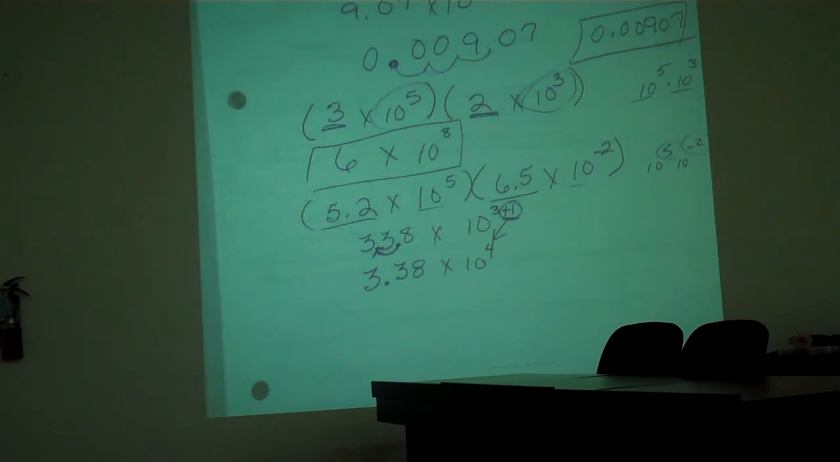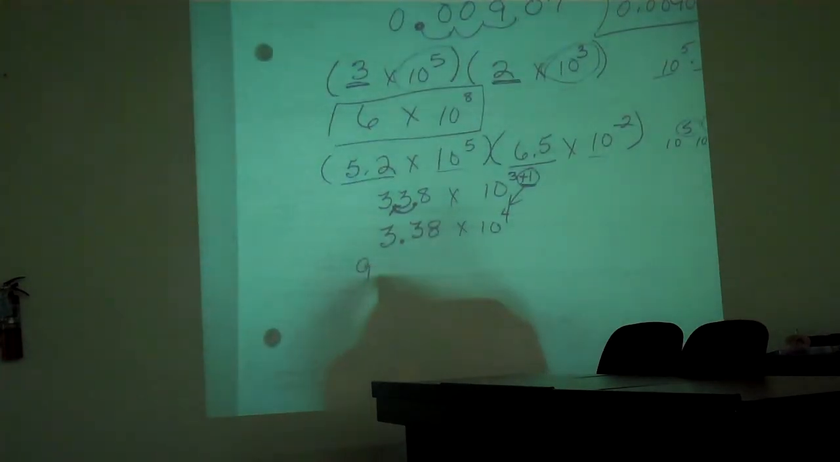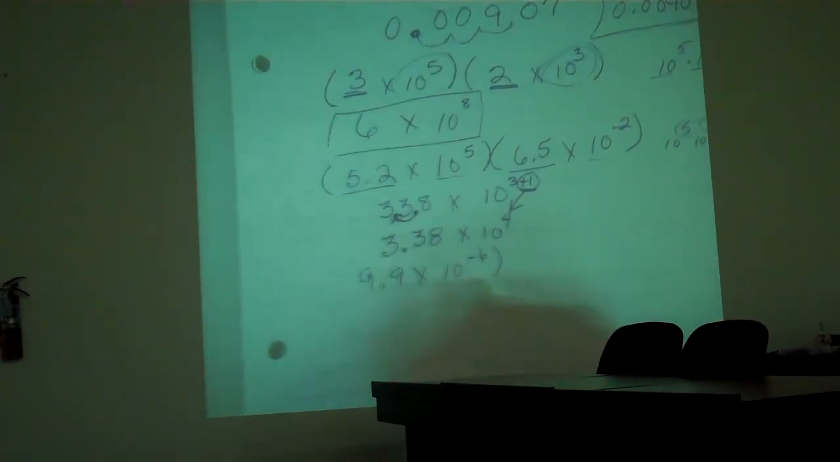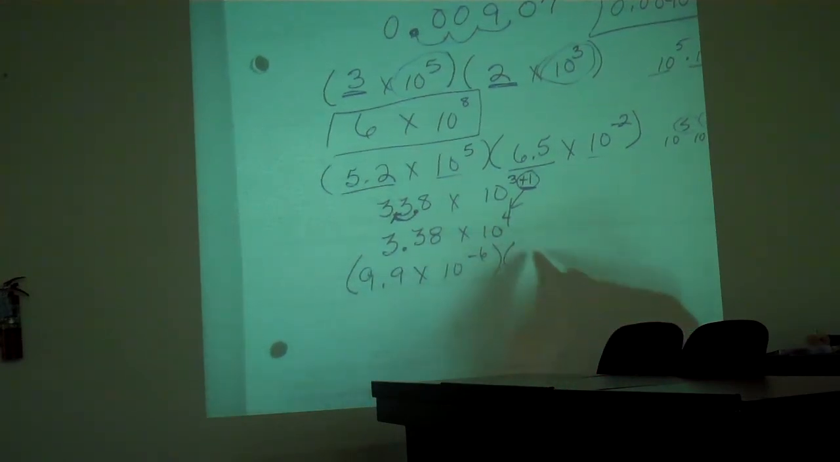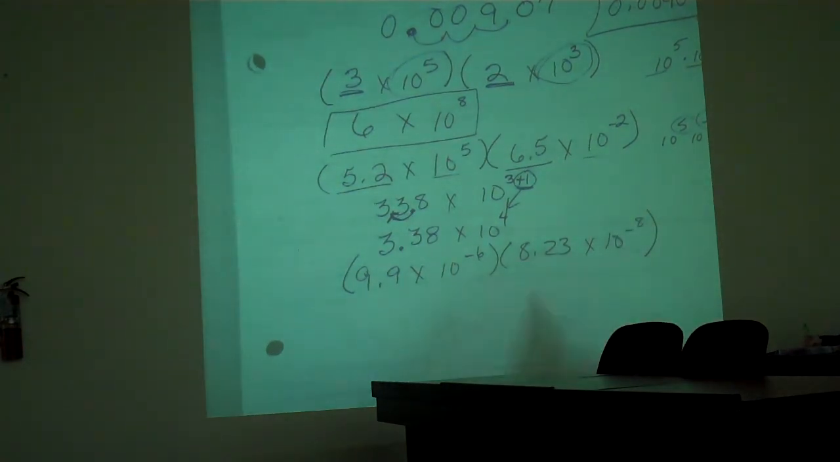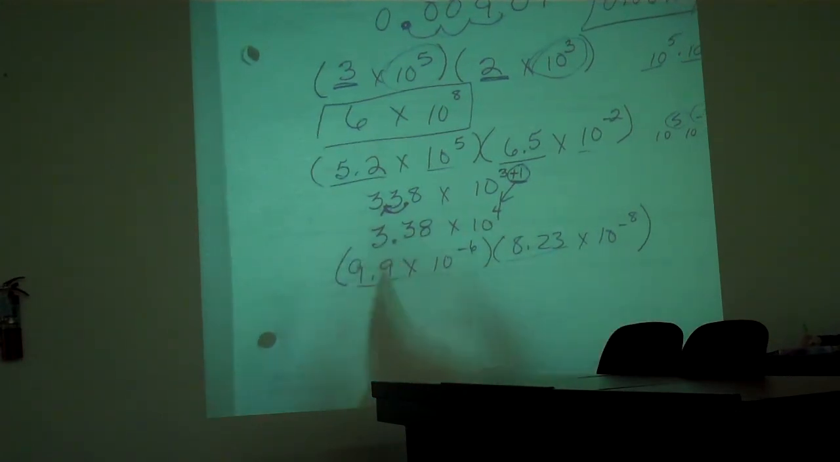Let's do another one of those. 9.9 times 10 to the negative 6 times 8.23 times 10 to the negative 8. Multiply these two numbers, what do you get?